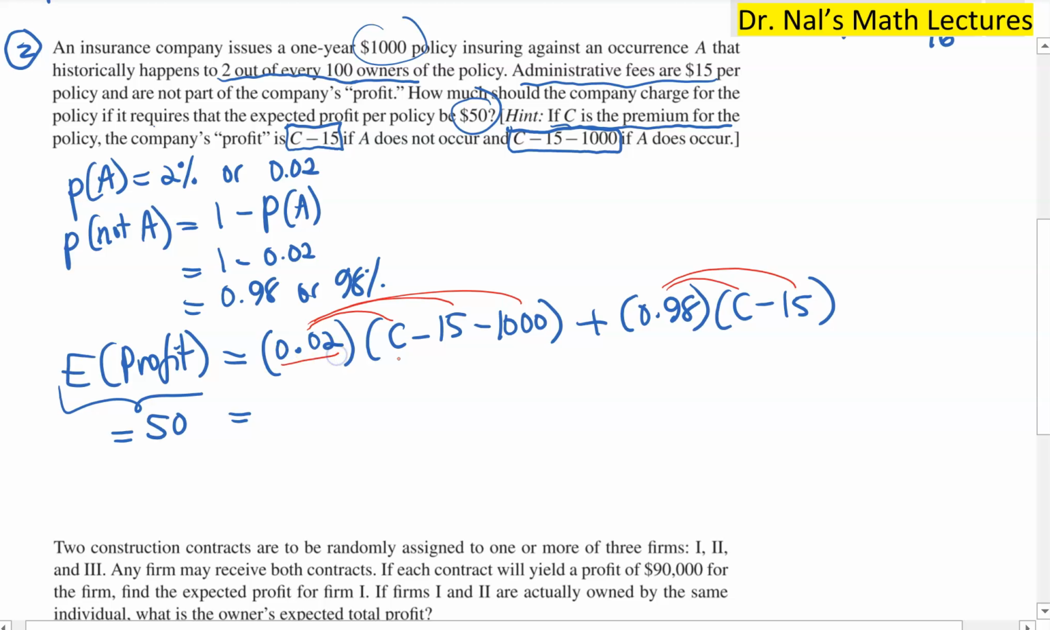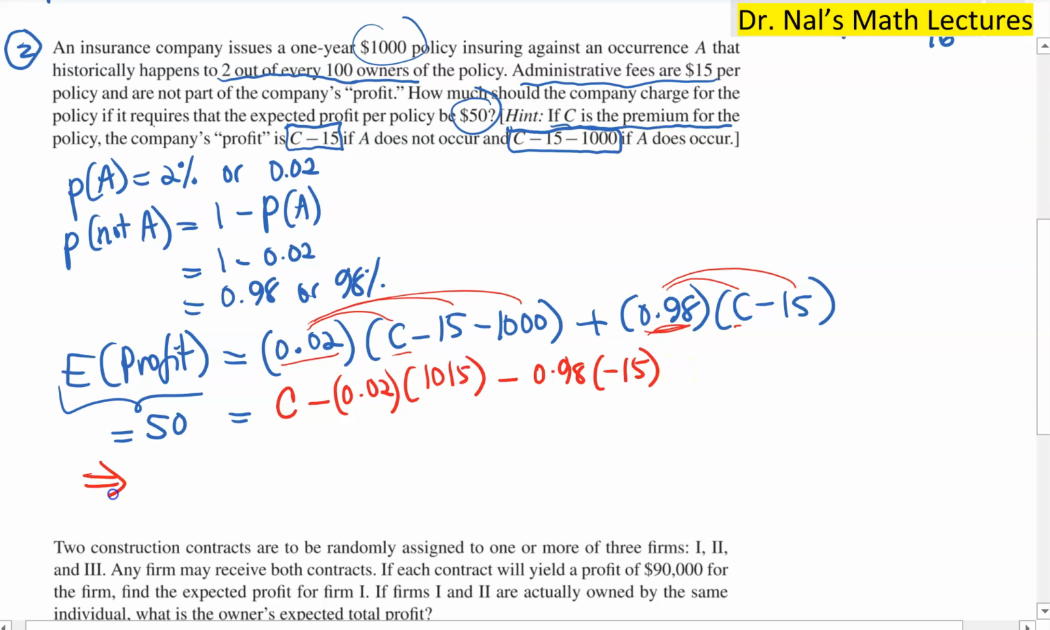So here we have 0.02C, 0.98C, so you add them up, you get a C. And then we have minus 0.02 times 1015. Actually, let's put it in brackets here, plus there's also 0.98 minus 15 as well, so let's just write that as well, minus 0.98 times minus 15, so that ends up being a positive number in the end.